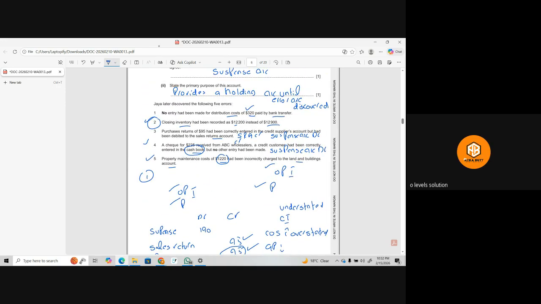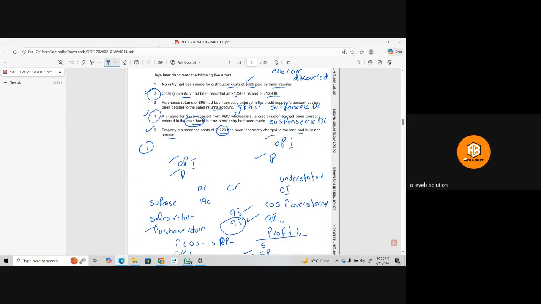Then, this is what you need to explain now. Fourth and fifth both. A check for 225 received from ABC wholesaler, an accurate customer, has been correctly entered in the cash book, but no other entry had been made. Trade receivables are debited and cash and suspense is credited. Now I am saying, how will this affect the profit?